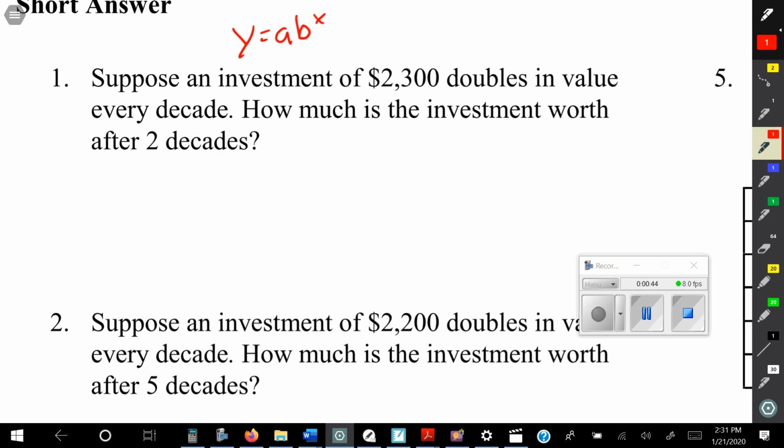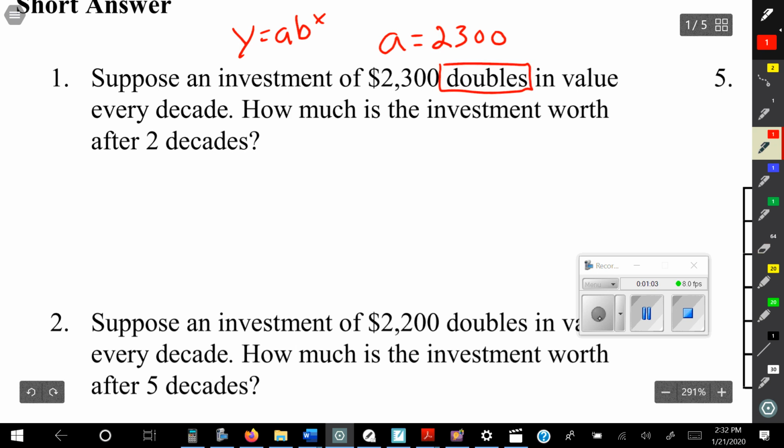So the a is where you begin, and the b is what happens every decade to where you begin. So where you begin is $2,300. So that's going to be your a. And what happens to that? It's being doubled. So you're going to take the a times the b raised to a certain exponent. Doubles means it is times 2.